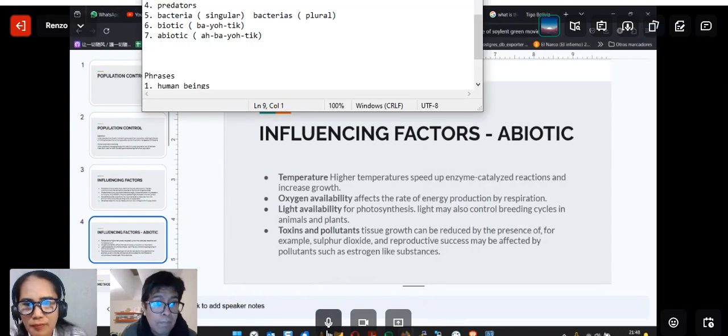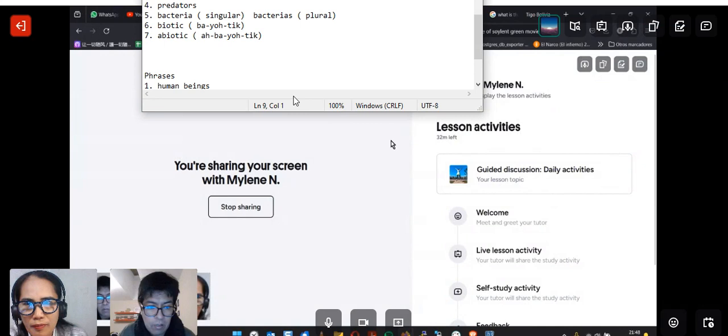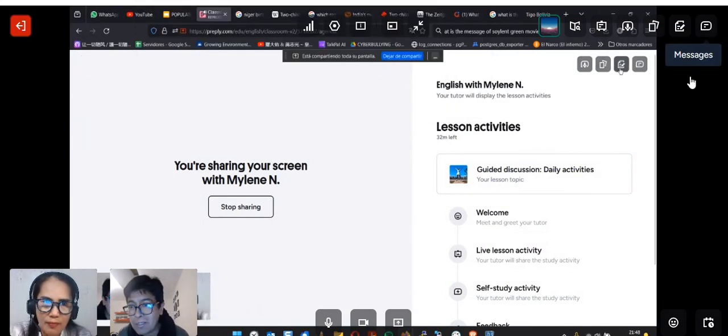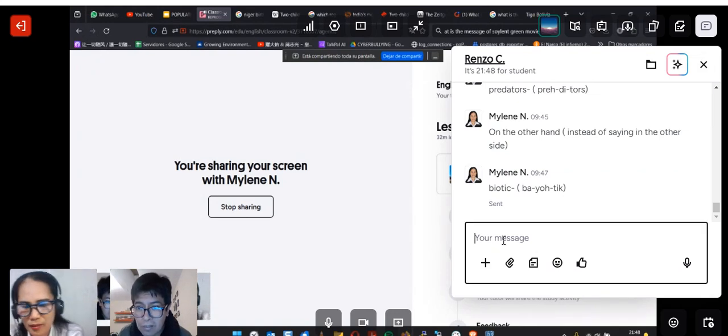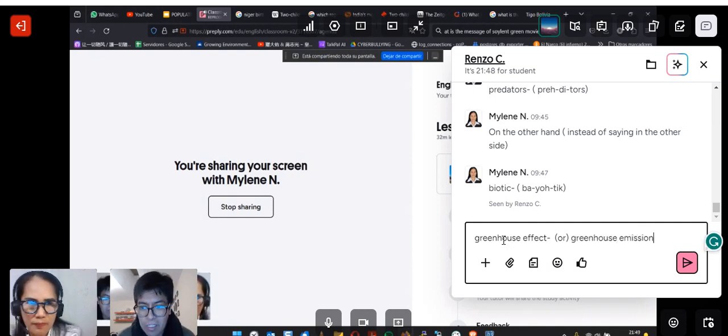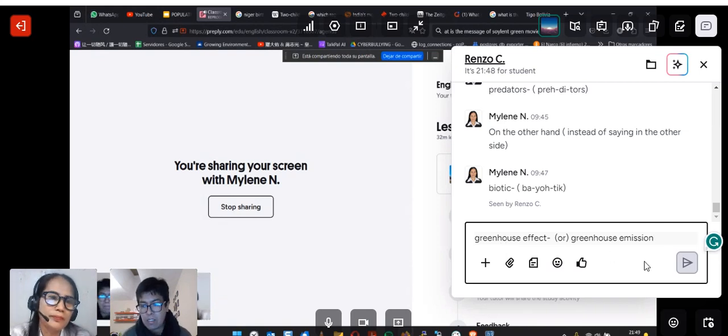Sorry, the greenhouse. Can you write it down, please? Greenhouse effect, you said, or the other term, greenhouse emission. Emissions, yeah, okay.